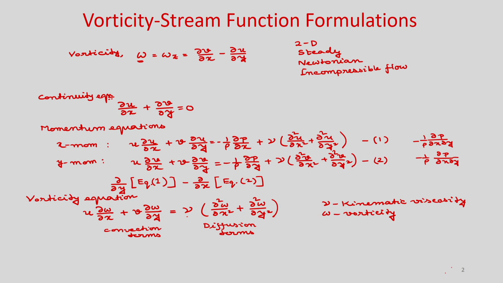But how do we find u and v now? The vorticity equation can be solved for vorticity omega, but you need to know the values of u and v. For that we will use the stream function. You know what the stream function is: it is a function which satisfies the continuity equation such that u is equal to del psi by del y and v is equal to minus del psi by del x.